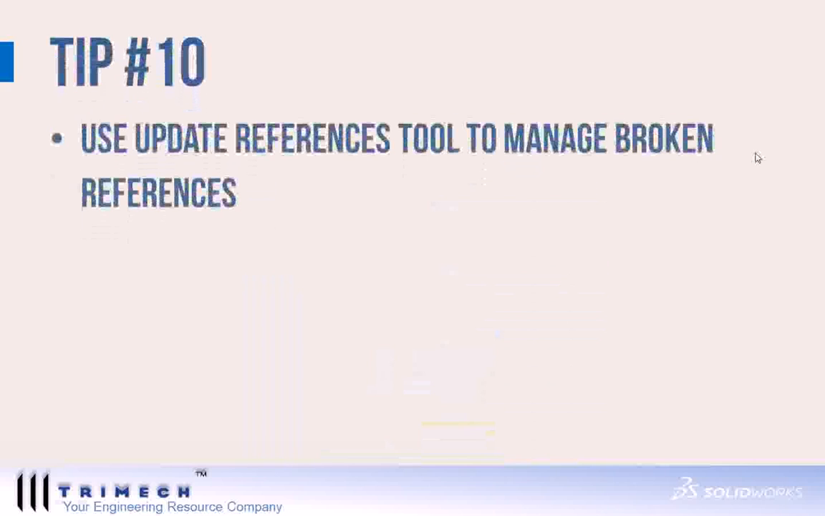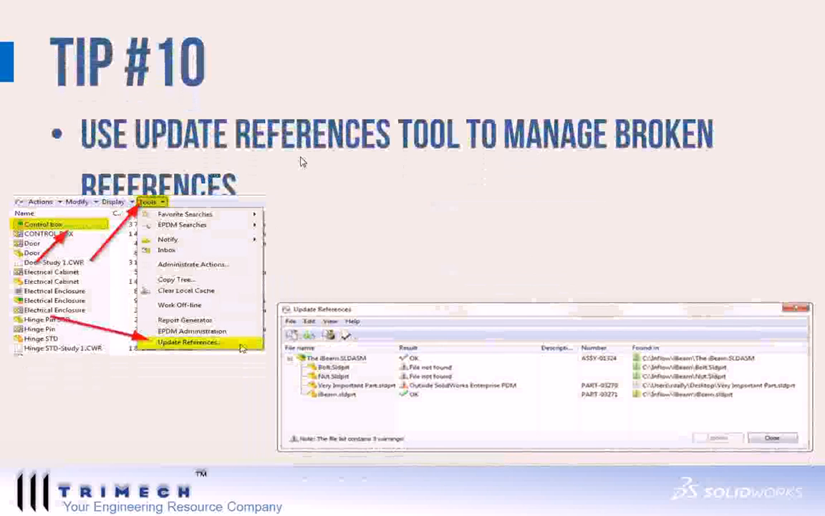Tip number 10. Using Update References tool to manage broken references. So inside of Enterprise PDM, you may not have realized that you have a really powerful tool that updates references. If you've ever dragged and dropped an assembly in and you've got a couple of different parts that are missing, they exist inside of the vault, but the references for some reason have been broken. You don't have to manually open them up inside of SolidWorks and reattach those references as long as they exist within Enterprise PDM. So using the Tools drop-down menu, you have access to Update References.